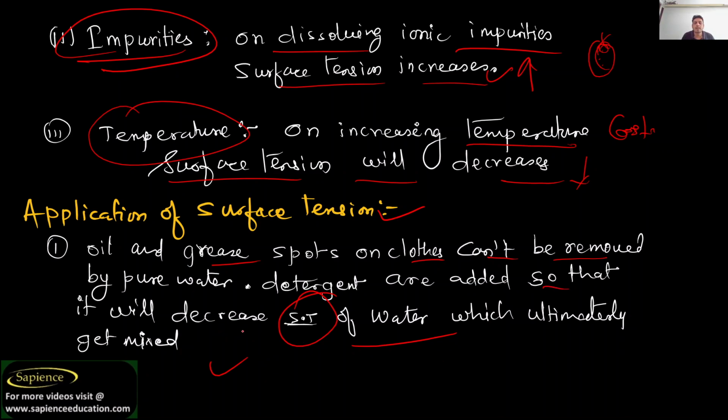See here, there is oil and grease. When we add detergent to the water, the water's surface tension increases. And then it mixes with the oil and decreases the surface tension. And ultimately, the stain will come out of the shirt.